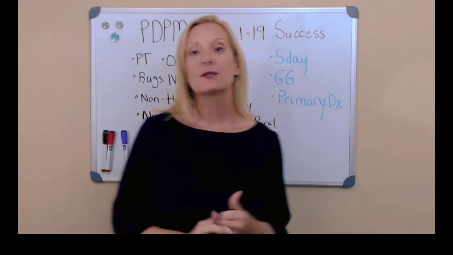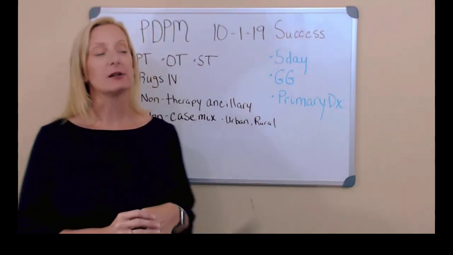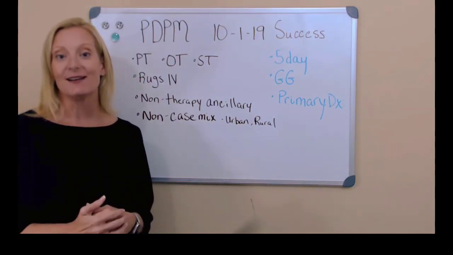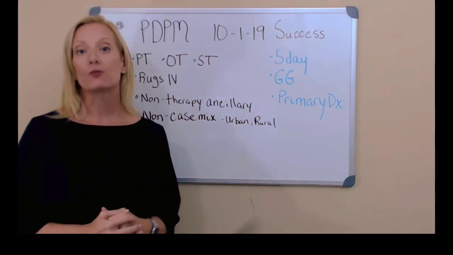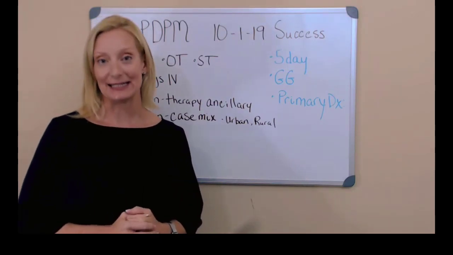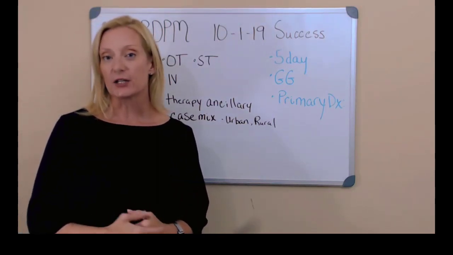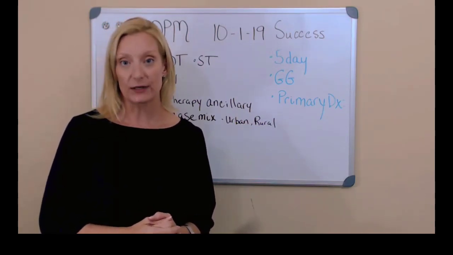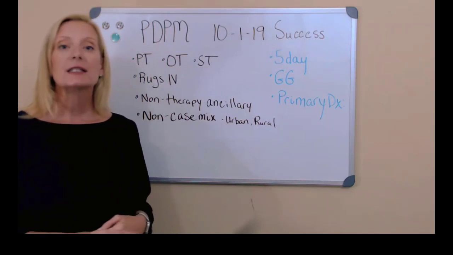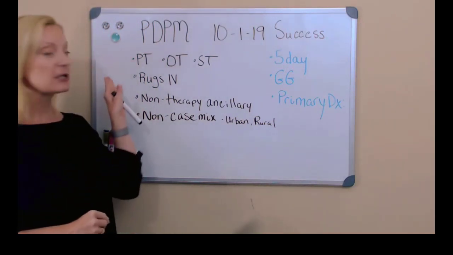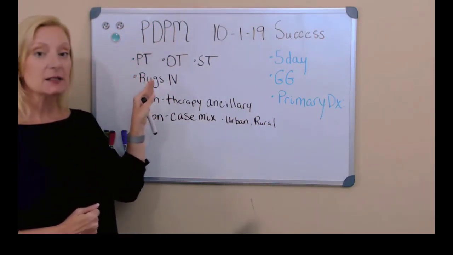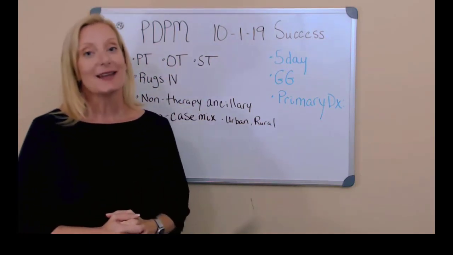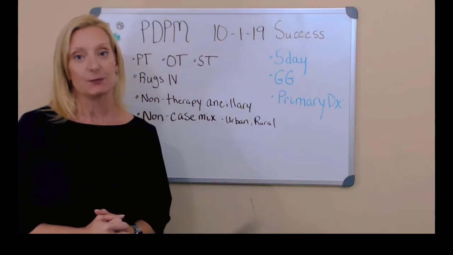One of the first things we notice with the patient-driven payment model is that the OT, ST, and PT are still receiving reimbursement for services needed. So if the resident requires 700 minutes of skilled therapy, we're going to provide that. But we're only going to receive one rate for reimbursement for PT services, a rate for OT, and a rate for ST. Those are not based on the number of minutes provided.